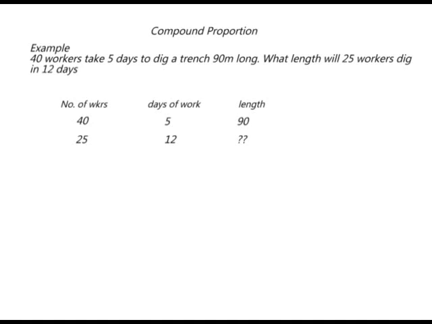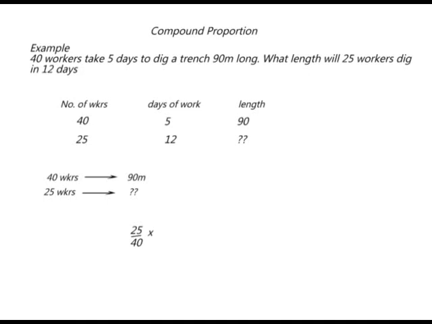We compare the number of workers versus length and we ignore time for a moment. 40 workers dig 90 meters. Will 25 workers dig more or less? Of course less. So we need a reducing fraction. 25 over 40.